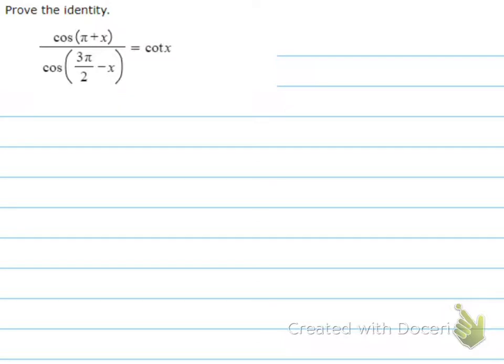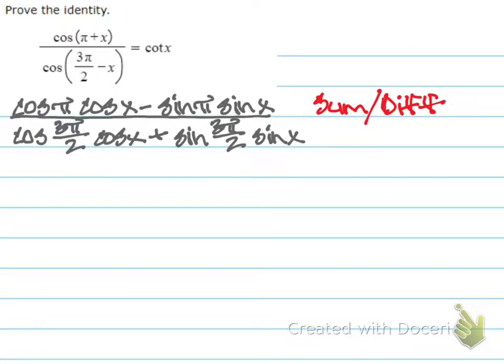So let's look at this one. Same type of thing. The first thing we need to do is split up using sum and difference. So that's what we'll do. I used the formulas from the formula sheet to split them up. But now we're going to do something a little bit different.